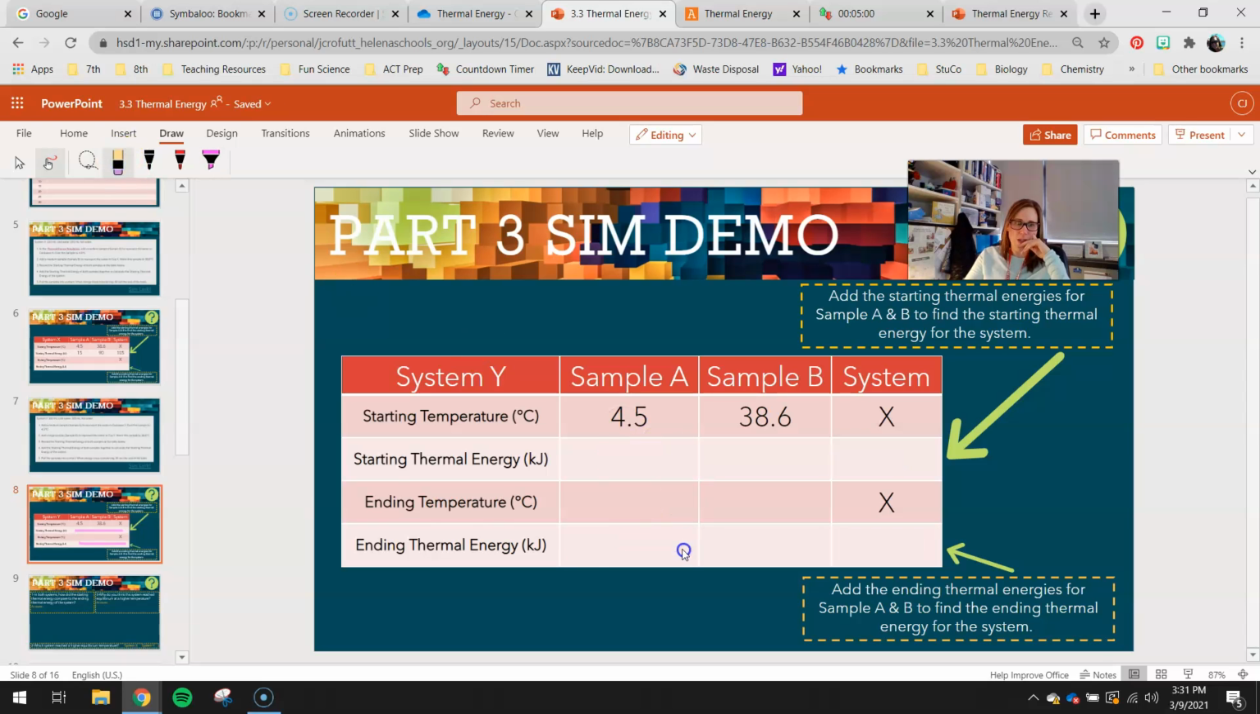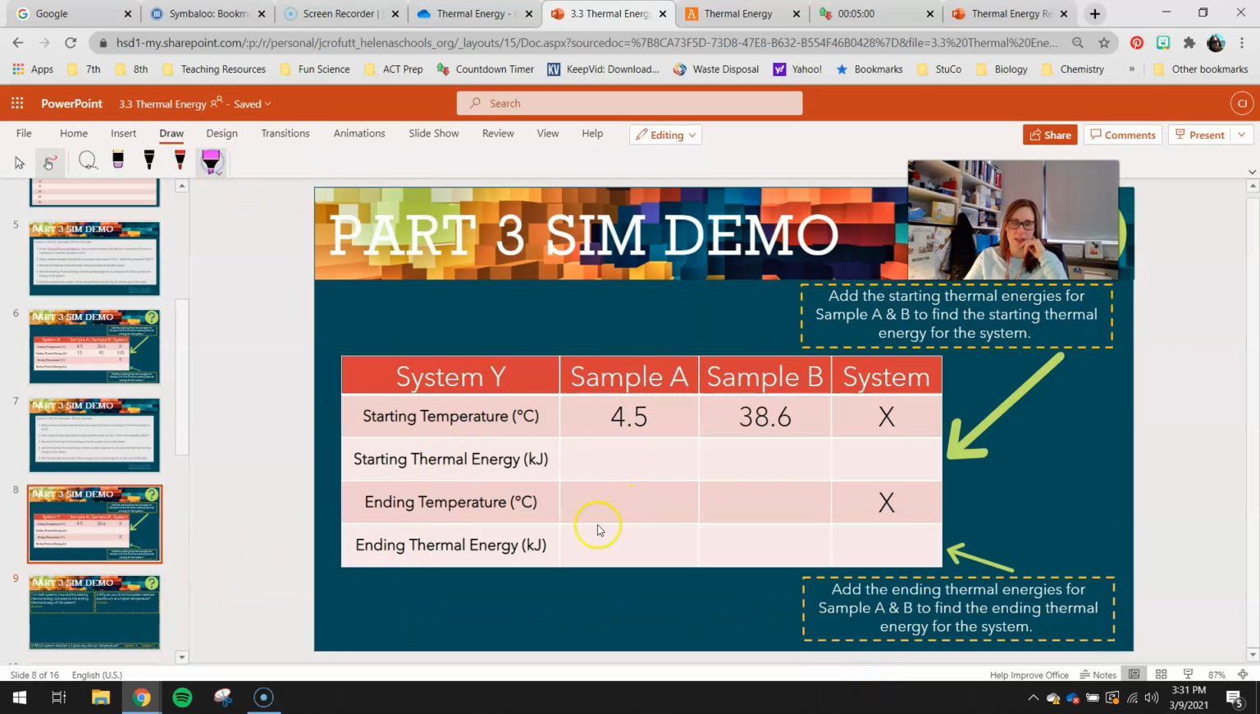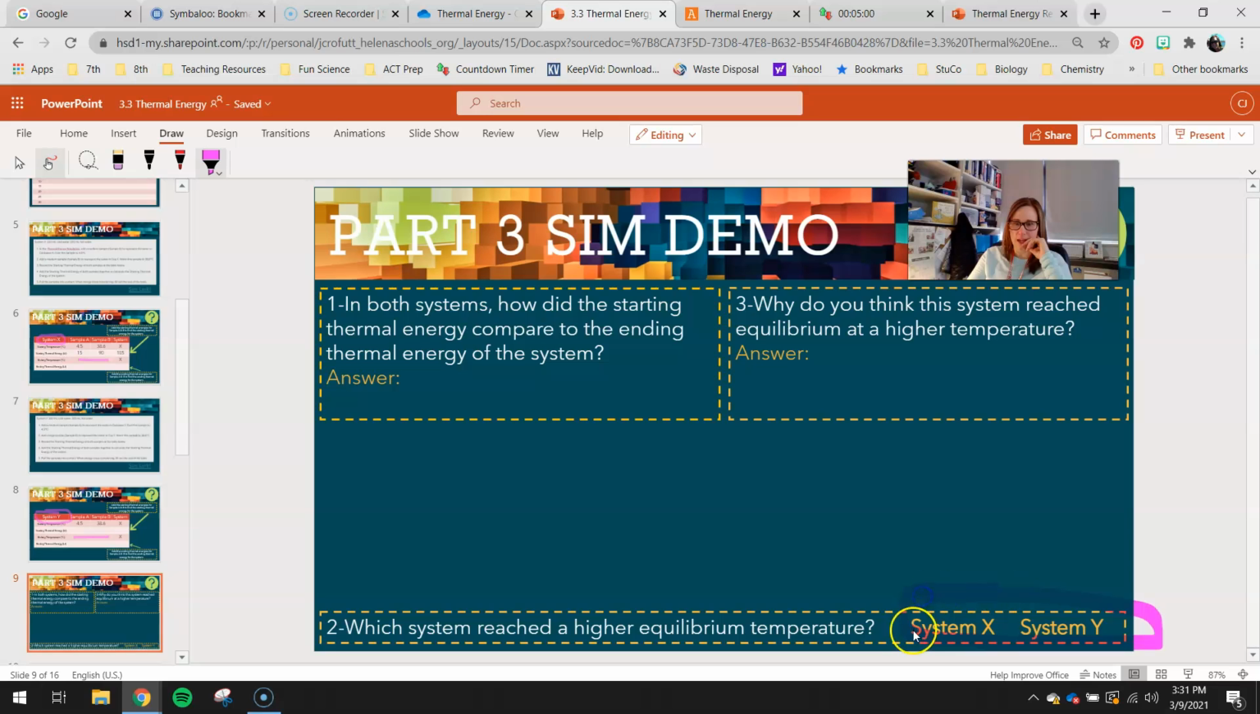Then the next question, question 2, is down here at the bottom. Which system reached a higher equilibrium temperature, system X or system Y? So we're going to be looking at this temperature at equilibrium. This is our ending temperature at equilibrium. So look at system Y, and then go up to slide 6 and look at system X. Which one of these had a higher temperature at equilibrium? Was it X or was it Y? You're going to circle one of those answers there. And then why do you think that system reached equilibrium at a higher temperature? Give me your explanation there.